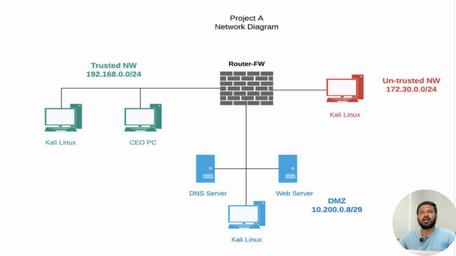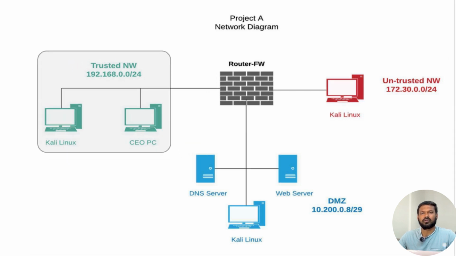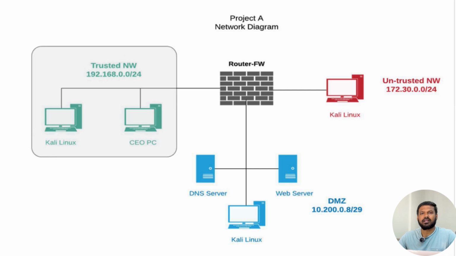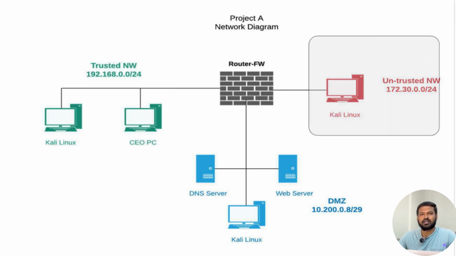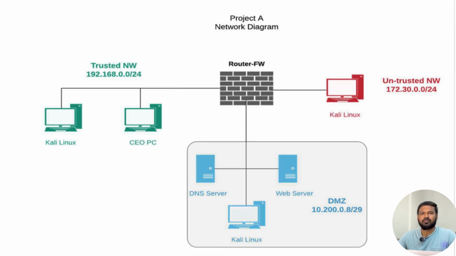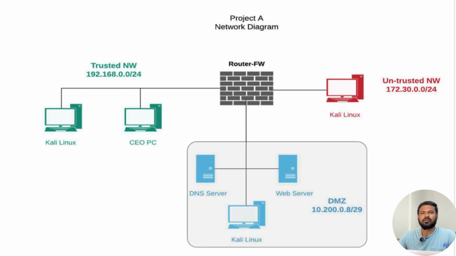Here's the network diagram I used for this project. As you see on my left, we have the trusted network, which includes the CEO's PC and a Kali Linux system. On my right, we have the untrusted network, which also includes a Kali Linux system. At the bottom, we have the DMZ network, which houses the DNS server, web server, and another Kali Linux system.